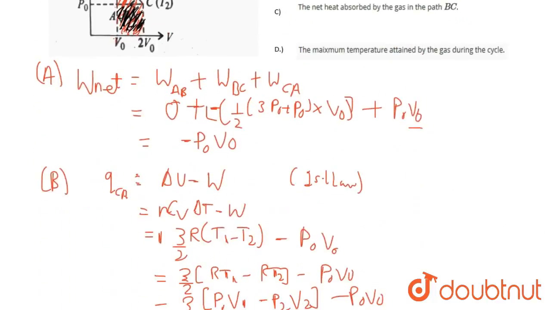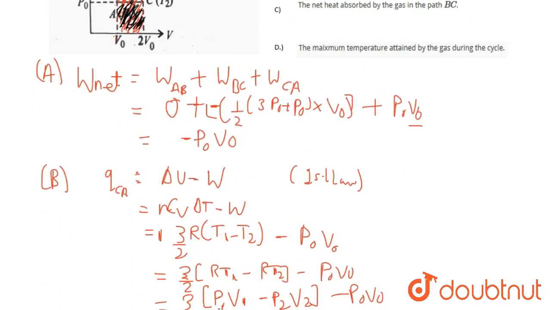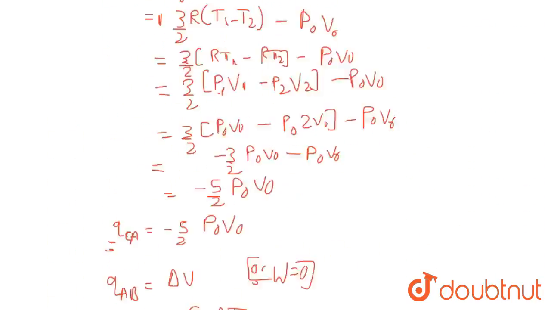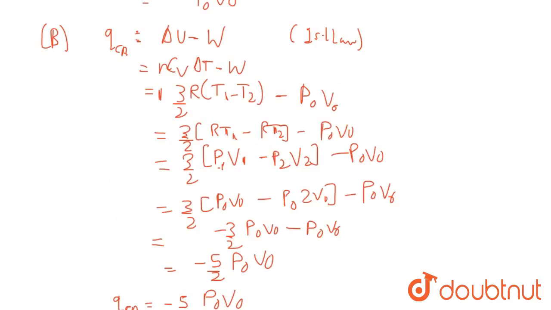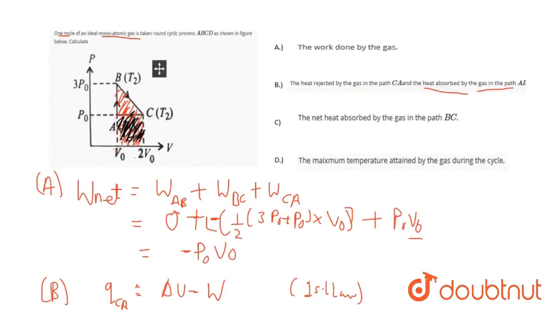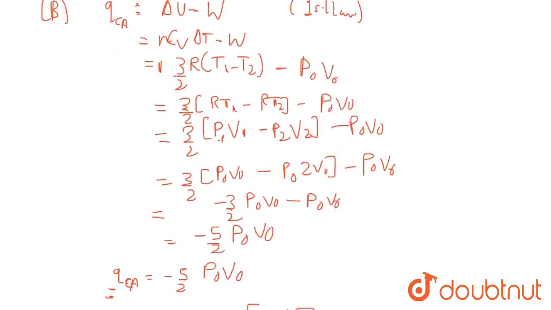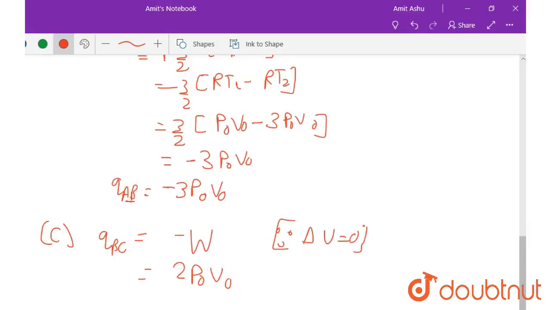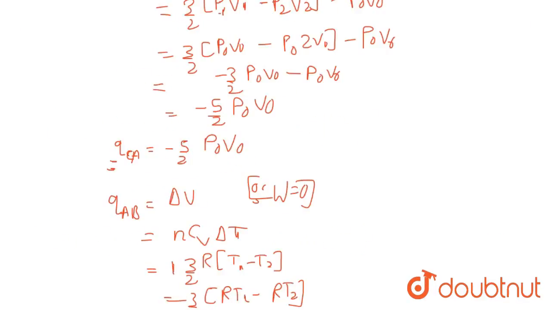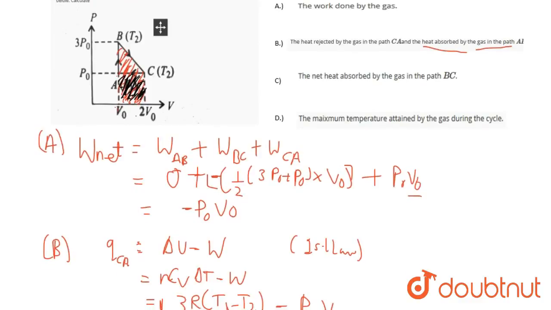Now moving to the last part of the question, that is the maximum temperature attained by the gas during the cycle. So firstly we need to find the relation between the given temperatures in this graph, that is T1 and T2. We need to find the relation between the temperatures, and whichever is greater, either T1 or T2, will be the maximum temperature attained by the gas during the cycle. So if you see the path AB, it's an isochoric path because it is happening at constant volume.